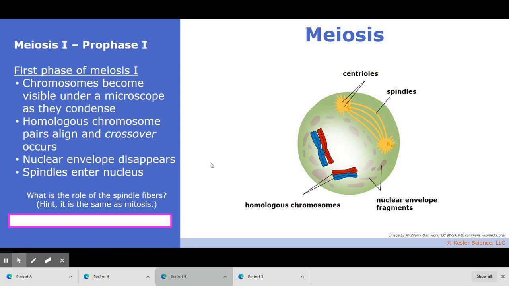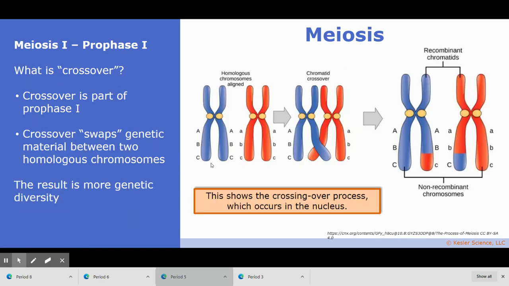So what is the role of spindle fibers? And if you don't remember, you can go back and look at the definition from one of the earlier slides, but you should pause the video and answer this question. The role of the spindle fibers is to pull the chromosomes apart or the sister chromatids apart and move them around during cell division.